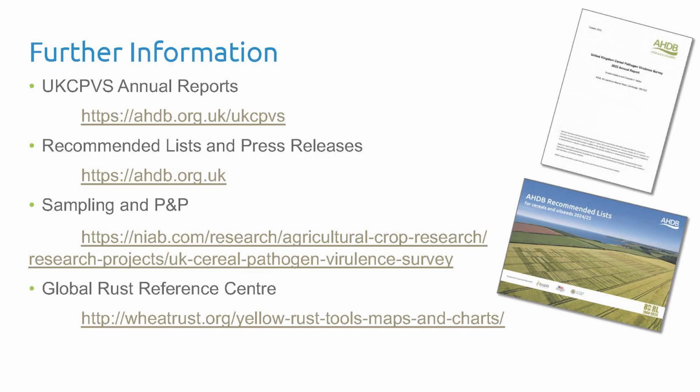So for further information, there are our annual reports and any bulletins as well that you can find on the AHDB website. The recommended lists and press releases are on the main AHDB website. The new booklet's just been released online, and I believe the paper copies are available from tomorrow. And then there's also information about the sampling and the postage and packaging on the NIAB website. And more information about what's going on globally can be found on the Global Rust Reference Centre. These slides will be made available online, so you'll be able to copy and paste the links.